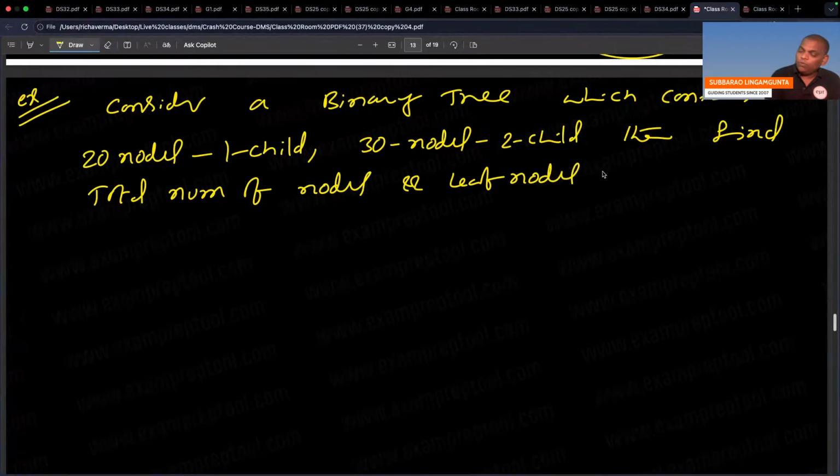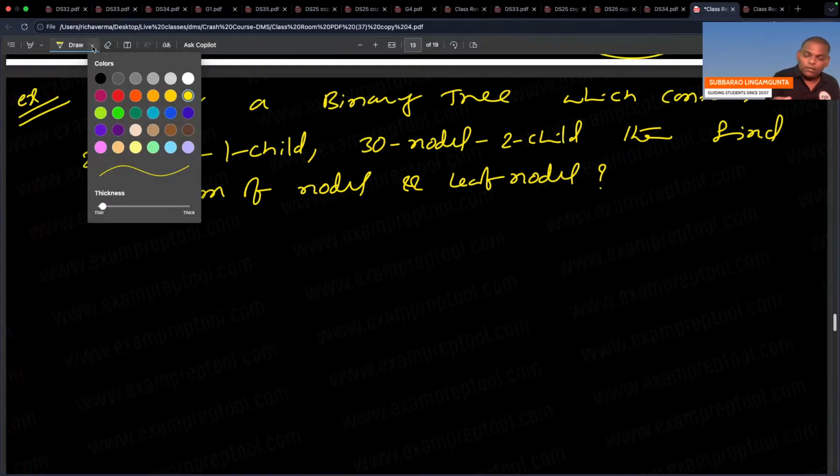Same model you have to follow. Consider a binary tree which contains 20 nodes with one child, 30 nodes with two children. Then find the total number of nodes and leaf nodes. That's what is being asked. If you observe clearly, a binary tree can have 0 children, 1 child, or 2 children. Be careful. Now I'm starting. Let's apply the same story.